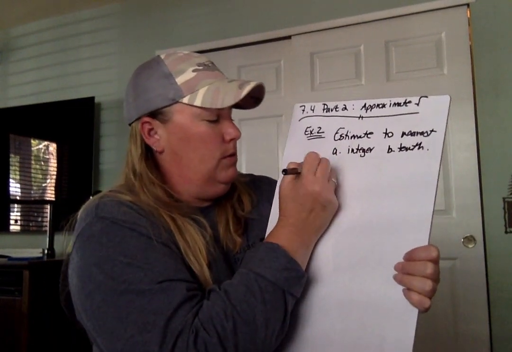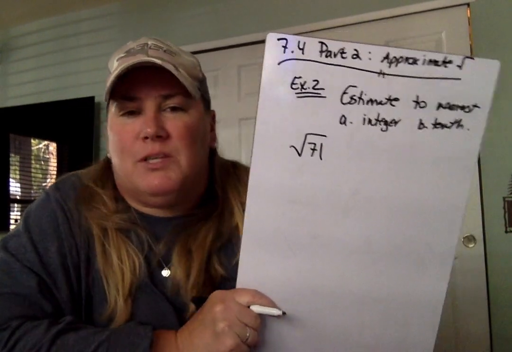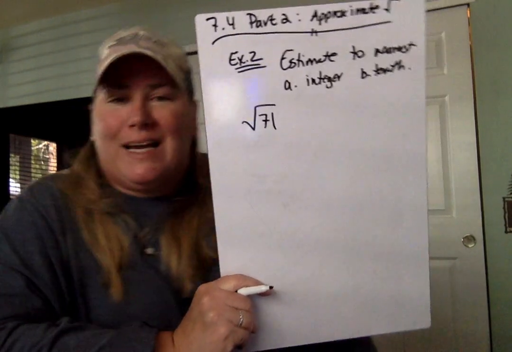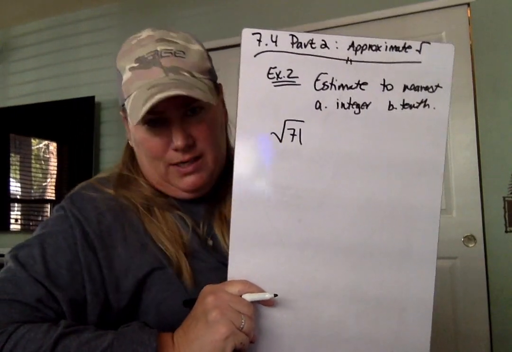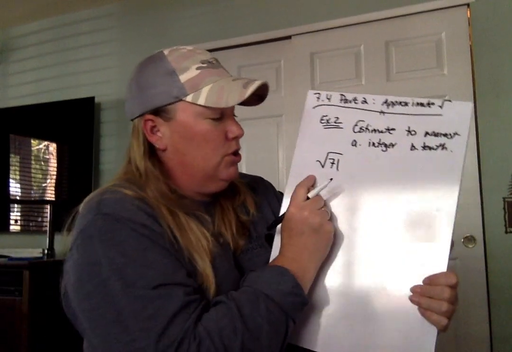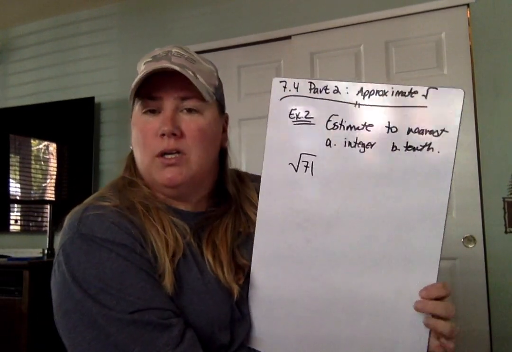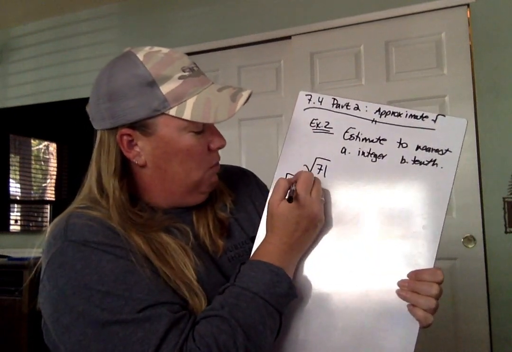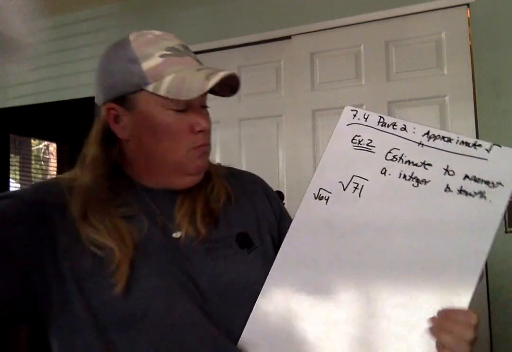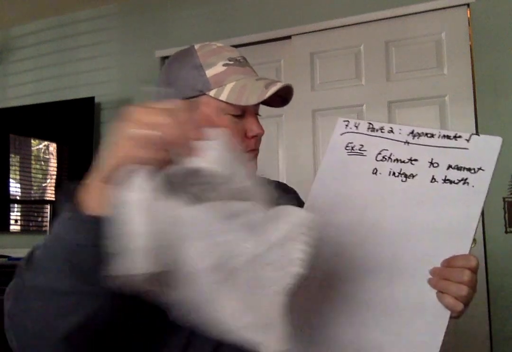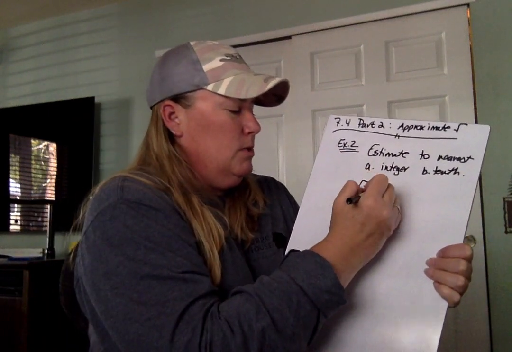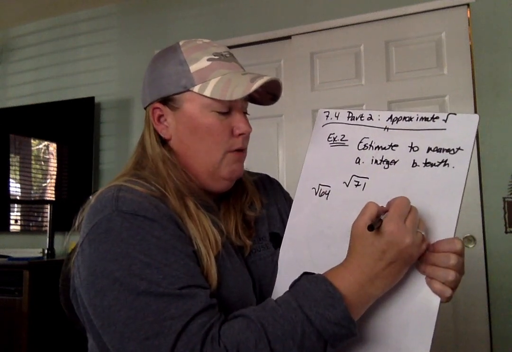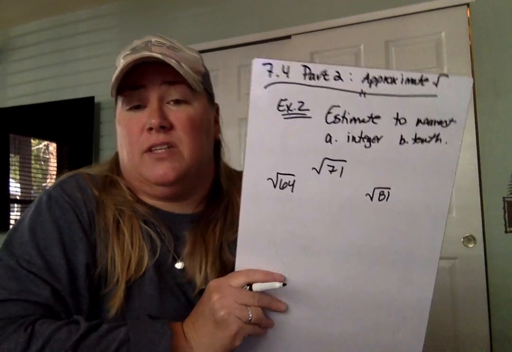Here we go. We're going to estimate the square root of 71. So now when we estimate, we're making good guesses, an educated guess. So the first thing you do is you're going to put the square root of 71 in between two perfect squares. Let me give myself some more room here. Square root of 71 is in between the square root of 64 and the square root of 81. That's the first thing you're going to do.